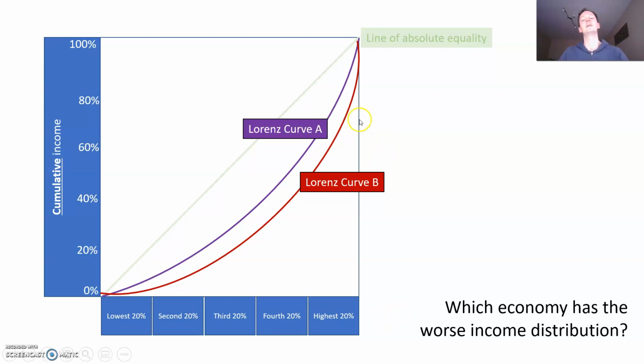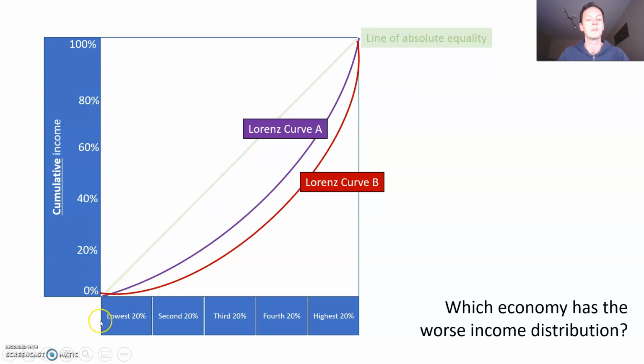All right, now if you had said Lorenz curve A had the worst income distribution, you would be incorrect. That is not correct. Lorenz curve B has the worst income distribution, and here is why. If you remember, for Lorenz curve A, the lowest 20% of people only had 7% of the income over here. Now let's have a look at what it is for Lorenz curve B. The lowest 20%, do they have more or less than 7% of the income? They've got less. It looks like they've got about 3% here.